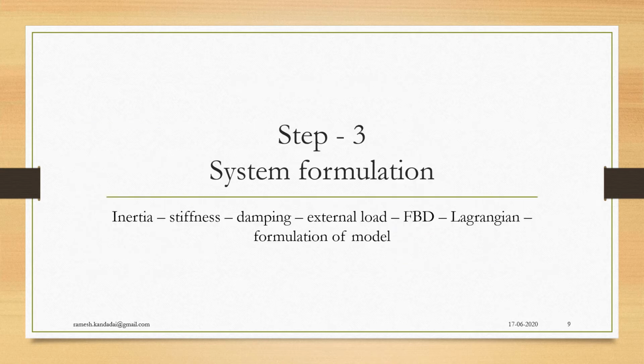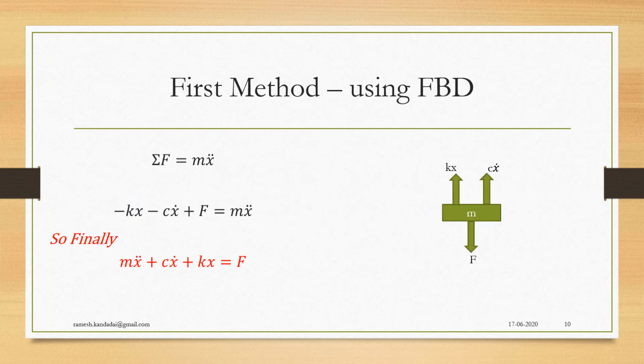Having defined such a system, let's look at the component parts. To use the free body diagram method, we look at a spring mass damper system. We have the restoring force of the spring equal to Kx acting upwards. We have the damping also acting upwards, and we have the external forces applied.